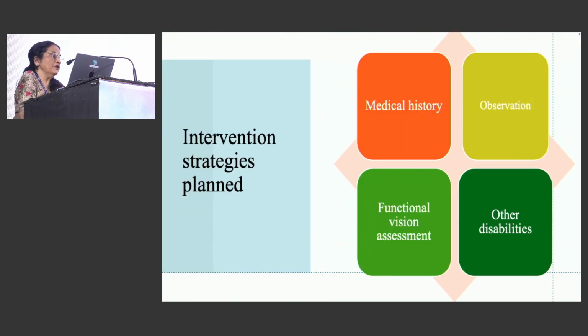So another important function of our clinic is the intervention strategies in these children. That is planned taking into account the medical history, observing how the child is functioning, then the functional visual assessment, and also whether the child is having any other disabilities.